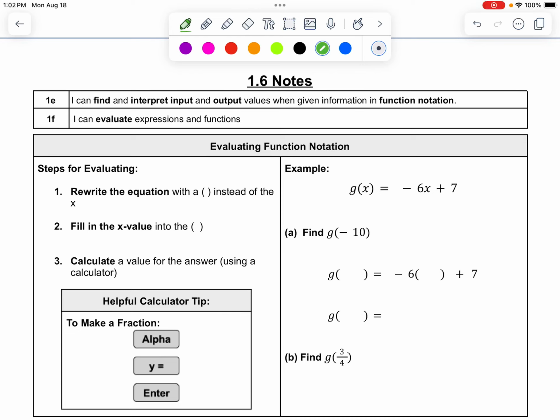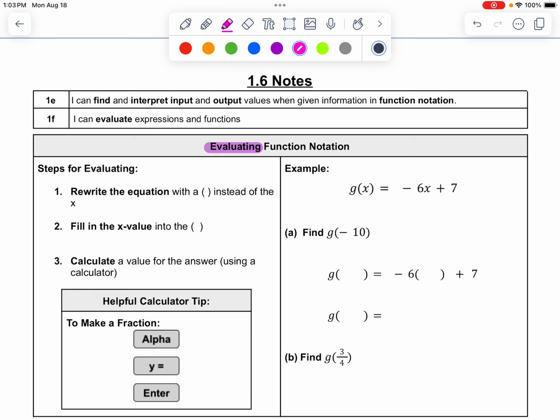Everybody. So in today's video, I'm going to be guiding you through the notes for lesson 1.6, which is all about function notation combined with equations. So we're going to be doing something today called evaluating when we have function notation. Here are the steps you need to follow.